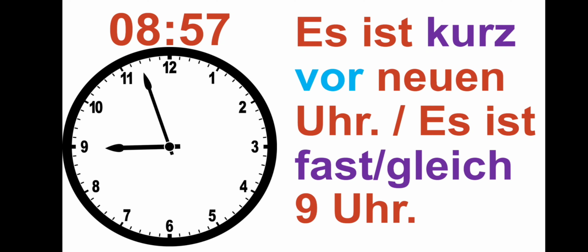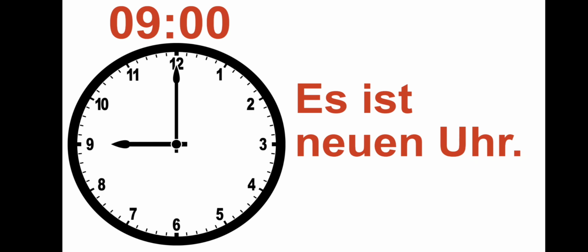So there is no exact time called. We just say it's a shorter time to become 9. And fast and gleich means it quickly becomes 9. So you can use either of them. Es ist kurz vor 9 Uhr or Es ist fast gleich 9 Uhr.